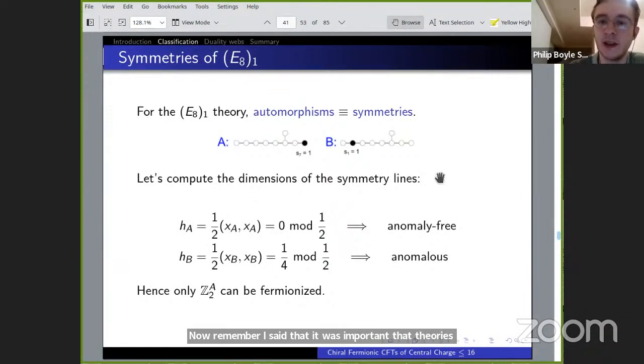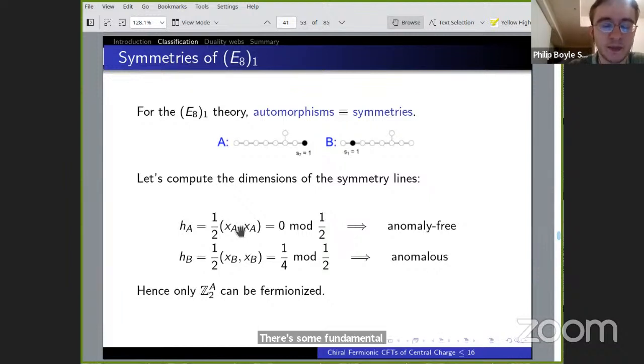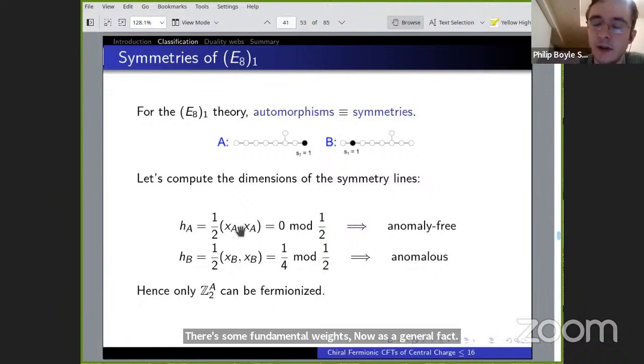were lattice CFTs, because that makes it really easy to compute whether A and B are anomalous. So in a lattice CFT, all you have to do is compute the dimension of the symmetry line through the formula h equals half x squared, where x was, remember, this explicit thing in terms of fundamental weights given by Kac's theorem. Now, as a general fact, if you have a Zn symmetry and you compute the dimension h of a symmetry line, that's always a multiple of 1 over n squared.